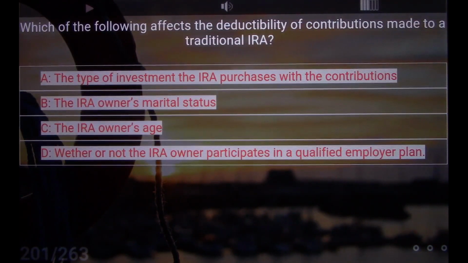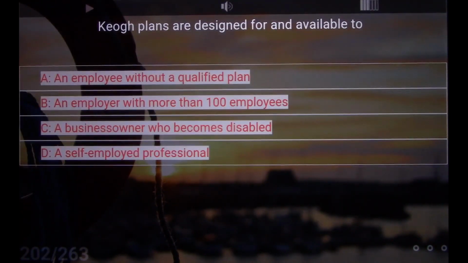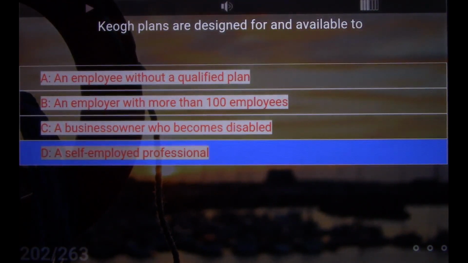Which of the following affects the deductibility of contributions made to a traditional IRA? D. Whether or not the IRA owner participates in a qualified employer plan. QO plans are designed for and available to D. A self-employed professional.